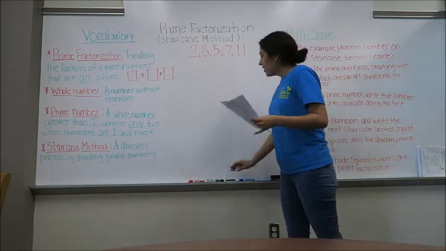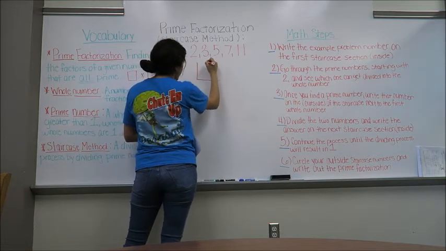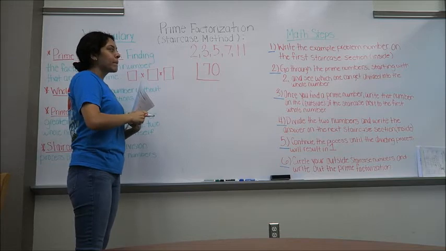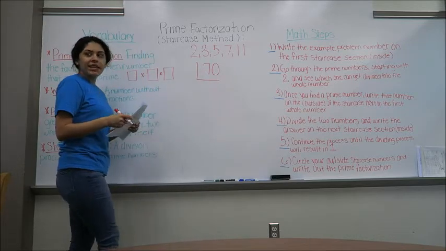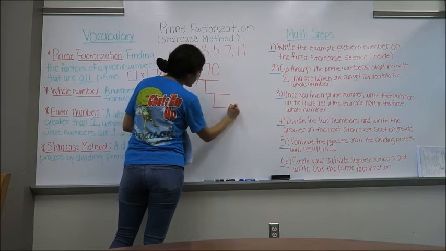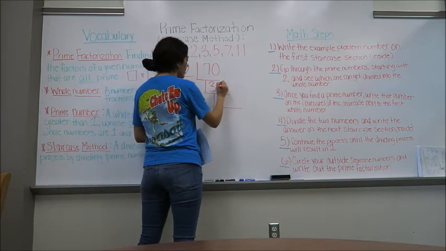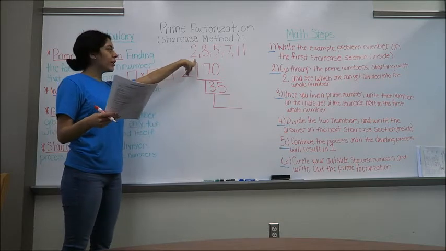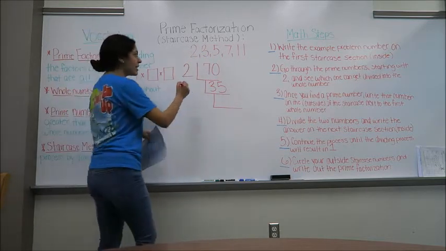Yes? Okay, good. So our next number is going to be 70. So step 1, you're going to write your example problem on the first staircase section, which we did. Now we're going to go through the prime numbers starting with 2 to see if any of those prime numbers can go into 70. So can 2 go into 70? Yes. So we're going to write it on the outside. How many times, class, can 2 go into 70? It's going to go into 70 35 times. So now can 2 go into 35? No. Can 3 go into 35? No. But 5 can go into 35. How many times can 5 go into 35?